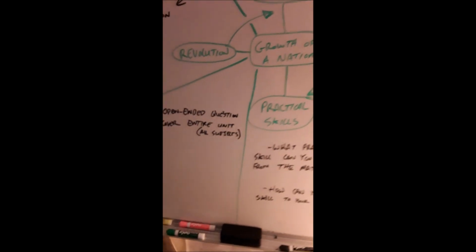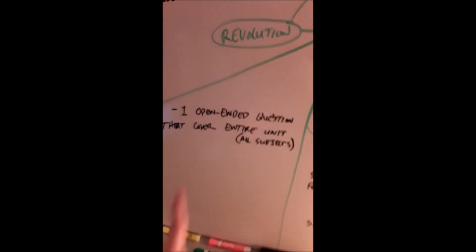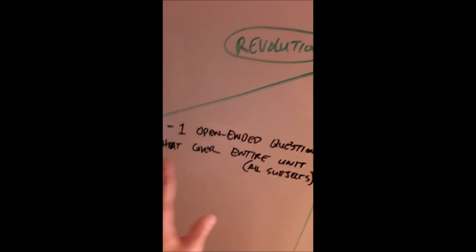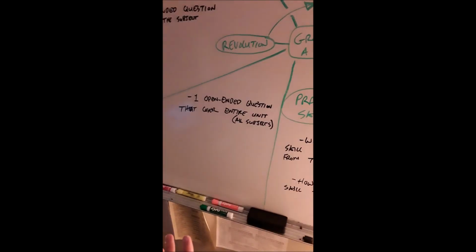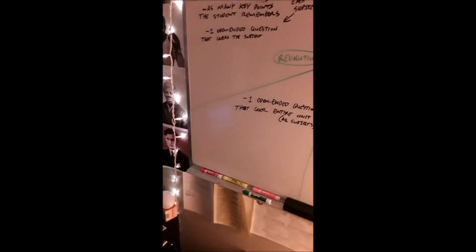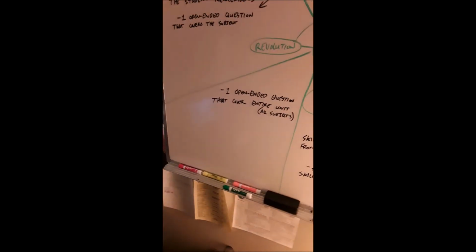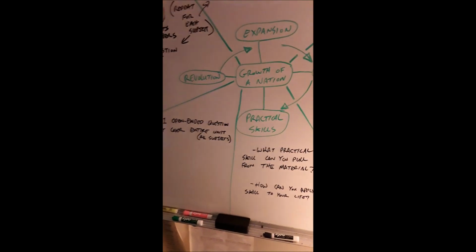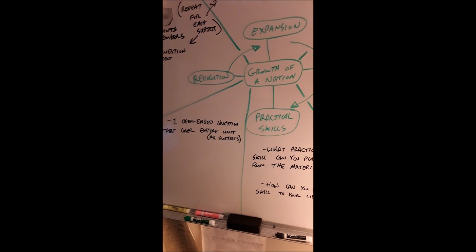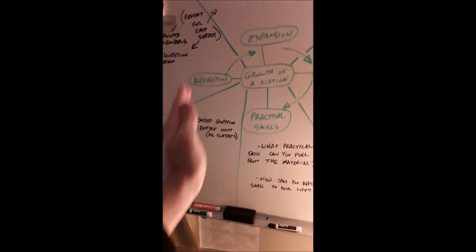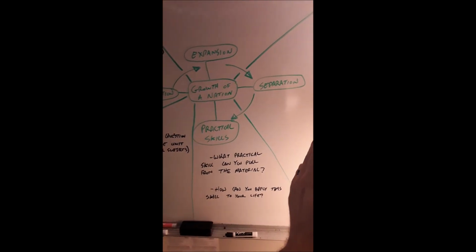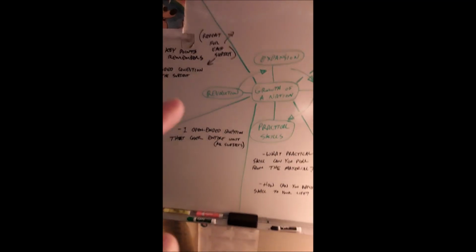Finally, when all that's said and done, you ask one more open-ended question that covers everything. This question could sound something like this: in your own words, how would you explain the evolution of American history from revolution all the way through to separation? That is a unit assessment.